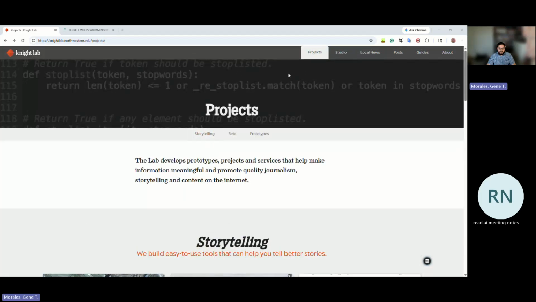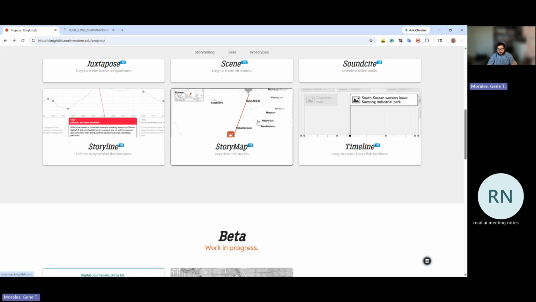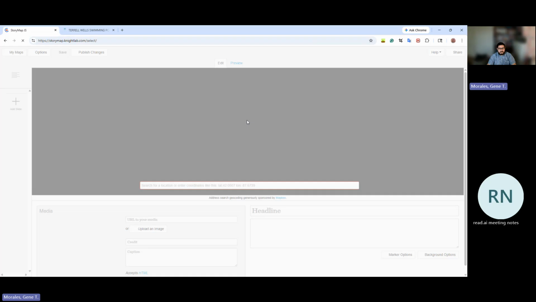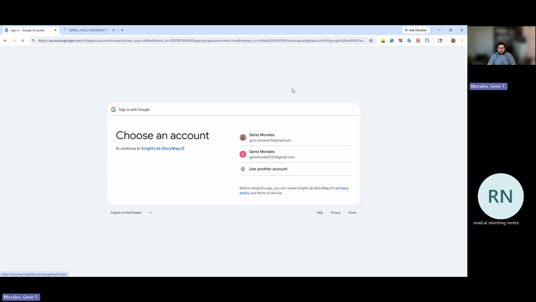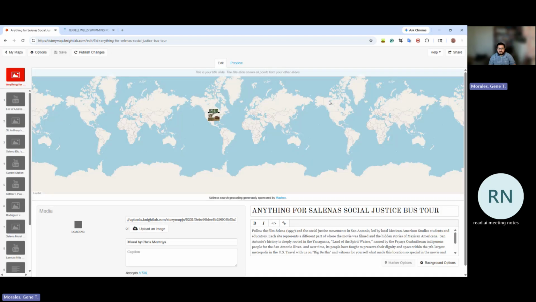When we look at all the different types of projects it has, it's just right there. It's one of the first ones they had available. When we go into story maps, it's really easy to log in. You just need a Google account, and as soon as you get your Google account, you're going to be able to log in. And like in all these other videos, I already have it ready for you.